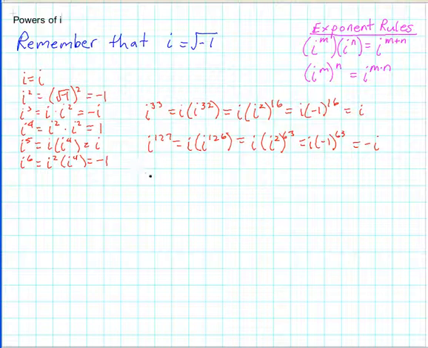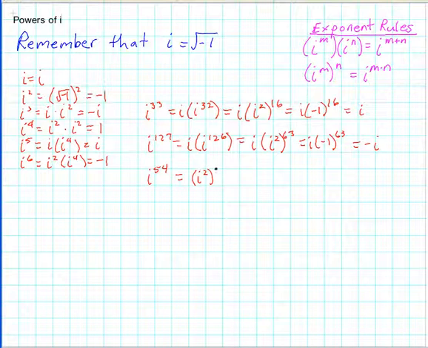If I'm doing i to an even power, it becomes even easier because I already have an even power. I don't have to factor an i out first. I'm going to write this as i squared. 54 divided by 2 is 27. I can write this as -1 to the 27th power. -1 to an odd power is -1. And that's an easy way to simplify powers of i.